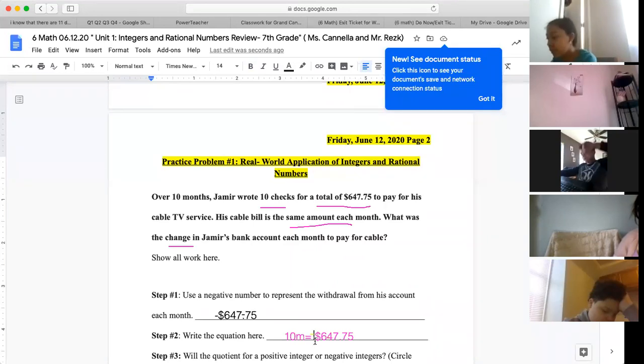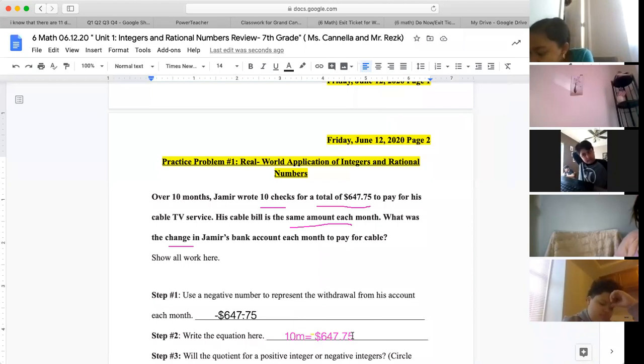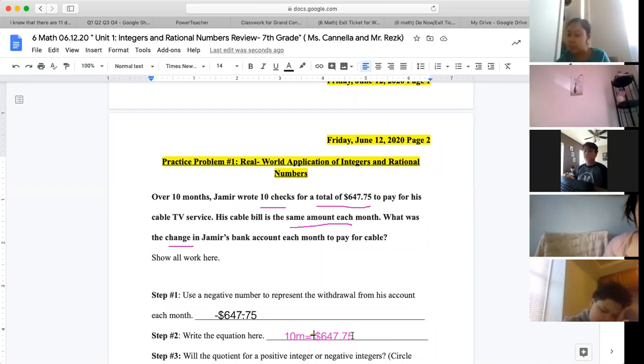It's not going to let me do that. I put a little negative sign, but it was in yellow. At this point, it doesn't really matter as long as you understand the idea. Now, step 3. Will the quotient be a positive or negative integer? We're dividing a negative by a positive number. So what kind of sign will we have? Negative. All right, great.